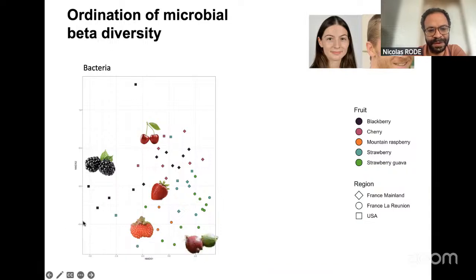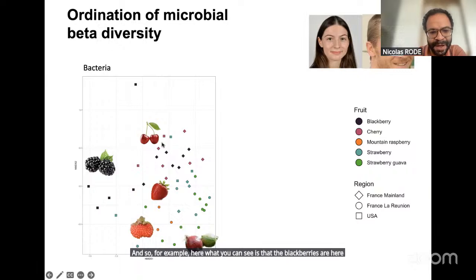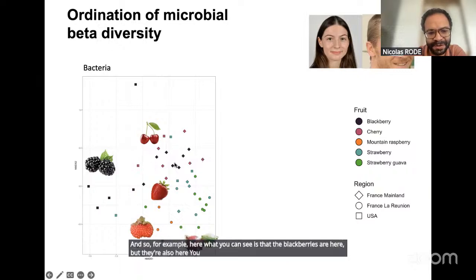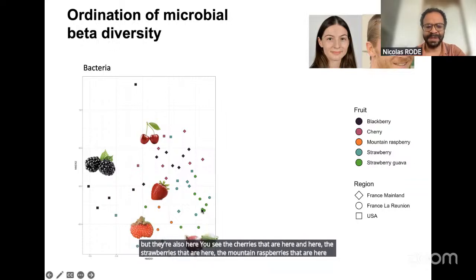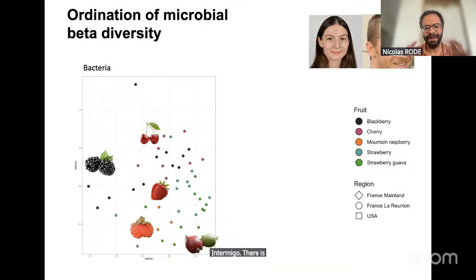So, for example, here what you can see is that the blackberries are here, but they're also here. You see the cherries, they are here and here. The strawberries are here, the mountain raspberry is here. So it's a bit intermingled. There is not a clear structure of the microbial community among fruits.